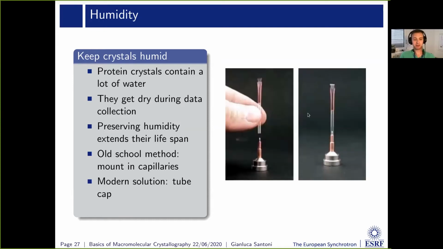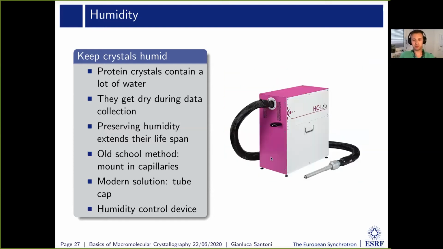A modern variant of that is this kind of cap where we put, here it is colored fluid, so it's easier to see, we can put some of the mother liquor at the top. We fish the crystal here in the tip, and then we close everything, and it creates a sealed environment. But it has the advantages of modern loops, which is we can fish the crystals more easily. The third solution is the humidity control device. So we can simply blow humid air during the full data collection on a crystal which has been fished on a standard support.